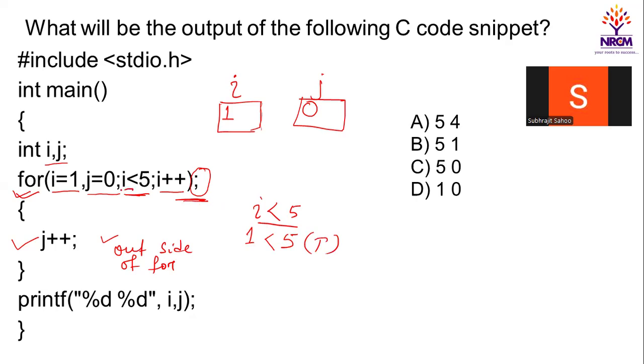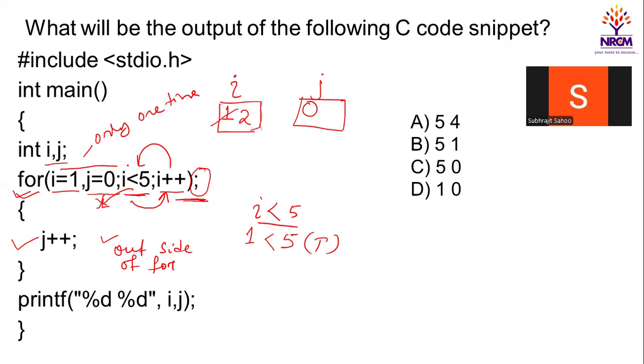True means it should go inside the block, but it will not go. Why? Because the semicolon terminates it here. So what is next? Instead of going to the block, it will go to the updation statement, i plus plus. i plus plus means i will become 2. Now again after that the condition will be checked. This initialization statement will be executed only one time. In the theory discussion also I told that the initialization statement is executed only one time.